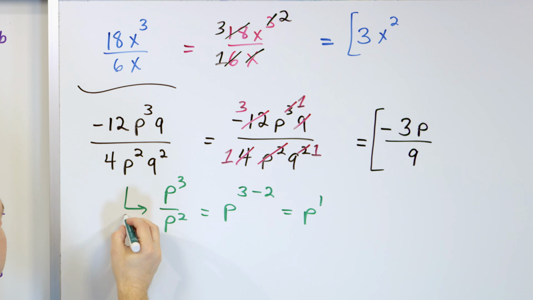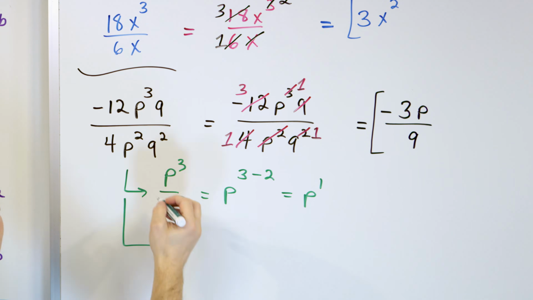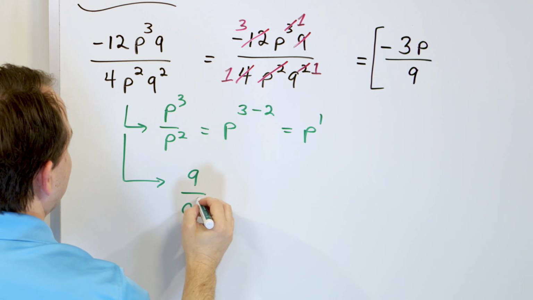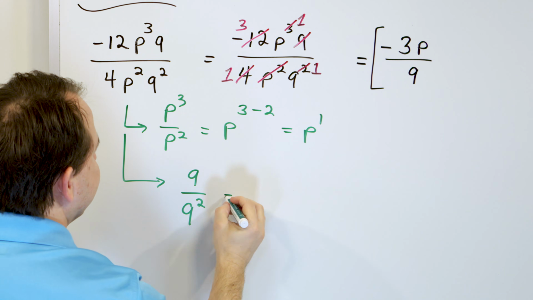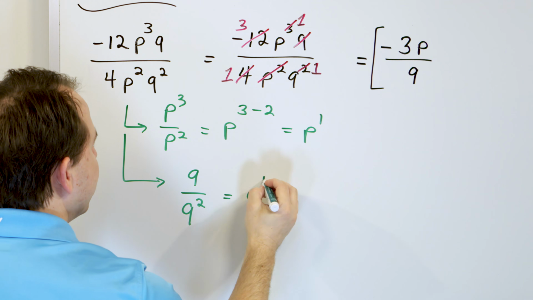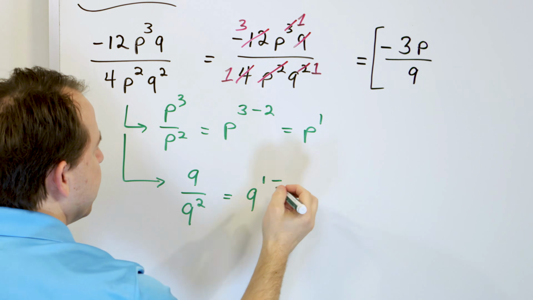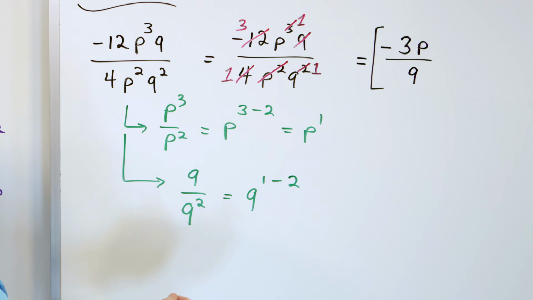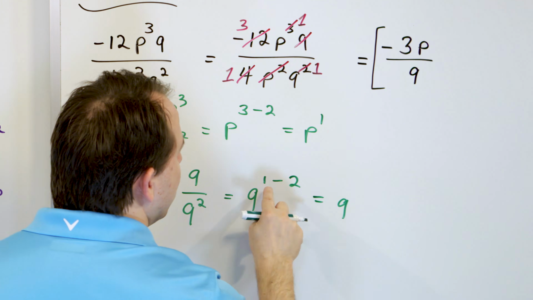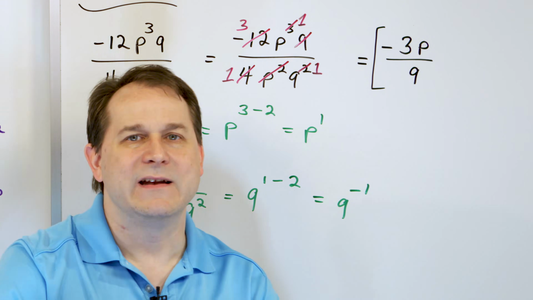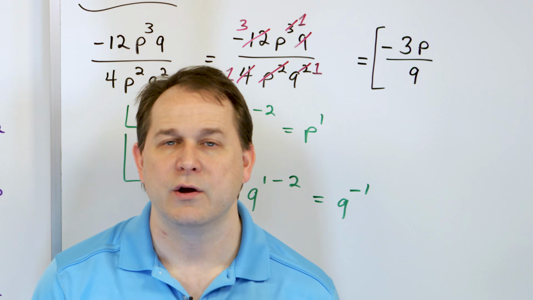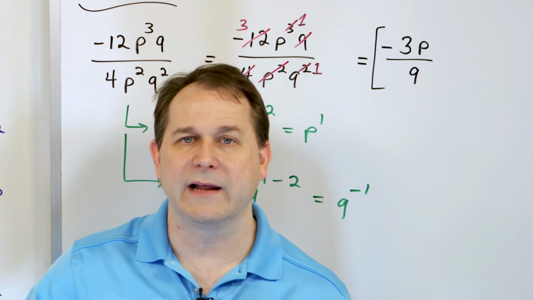And then we can also look at the q's, right? We had a q on the top and a q squared on the bottom. So this is a q on the top, which is q to the first power. So if you're going to do it by subtraction, you'd say 1 minus the bottom, 1 minus 2. But notice, what is 1 minus 2? Negative 1. Now we have not covered negative exponents in this class yet. We're going to cover negative exponents a few lessons from now.